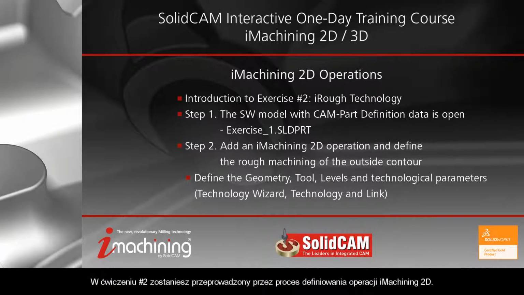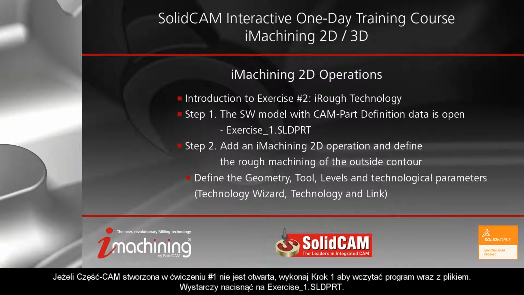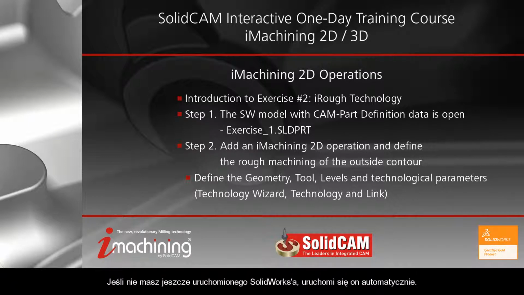In exercise number 2, you will be guided through the definition process of an iMachining 2D operation. If the CAM part created in exercise number 1 is not open, perform step 1 by loading the SolidWorks model with CAM part data. Simply click on the file name exercise1.sldprt. If not already opened, SolidWorks will open and the model will launch automatically.